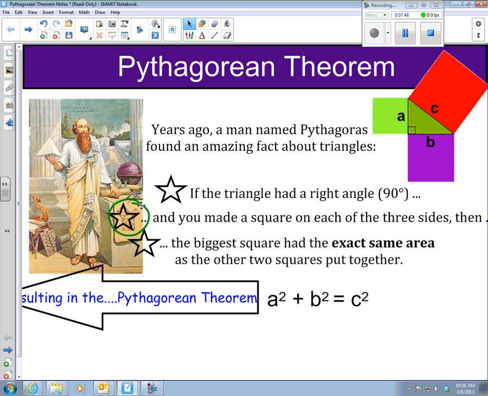Okay. And a and b are the legs, the two shorter sides. This is a leg. This is a leg right here. And then this longer side up here is the hypotenuse. So that would be your c. So a, b, and c squared. Okay, so let's use this. You guys are pretty good at this.